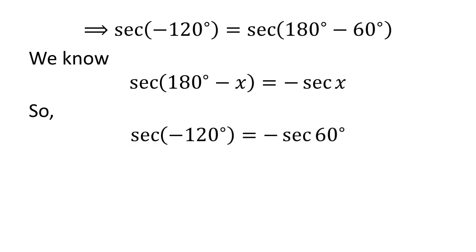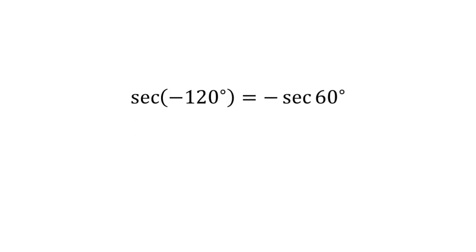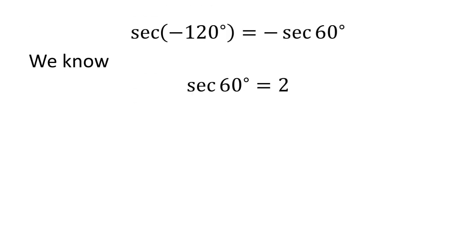Let us apply the above identity for secant of minus 120 degree. Here x is 60 degree. So secant of minus 120 degree is equal to minus secant of 60 degree. We know the value of secant of 60 degree is equal to 2. So we get the value of secant of minus 120 degree is equal to minus 2.